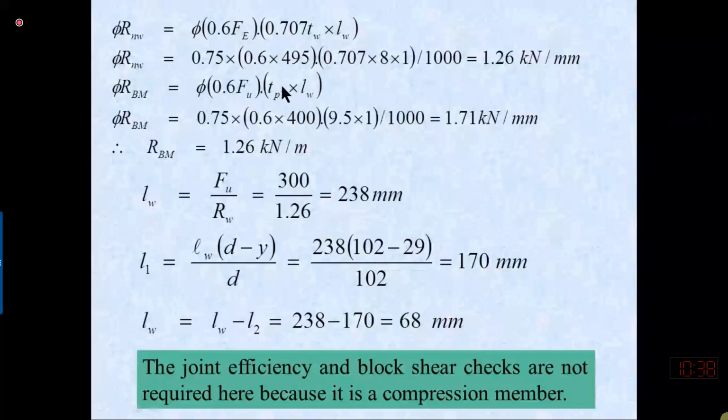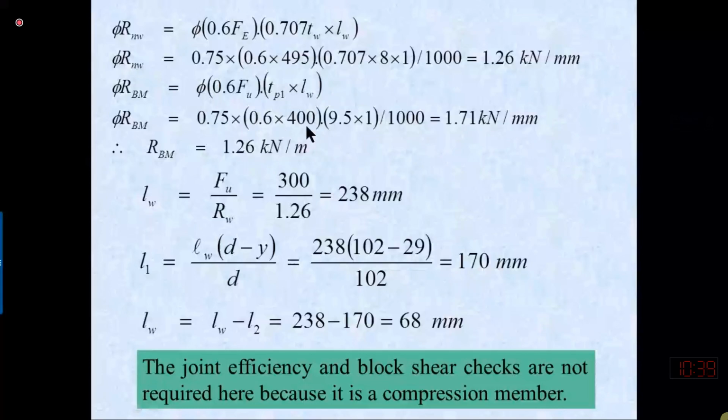So we have two weld values. Based upon the weld failure, we have the answer 1.26, and based upon the base metal failure, we have the higher answer, 1.71. So the lesser value is 1.26. It means that the connection will fail due to the failure of the welding. So the lesser value out of these two will be our weld value.